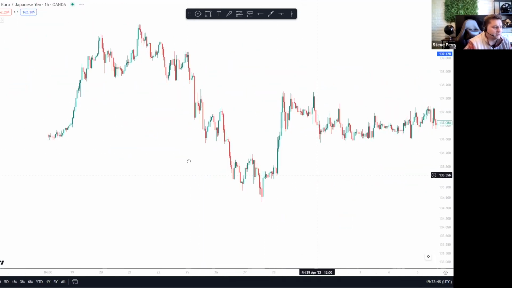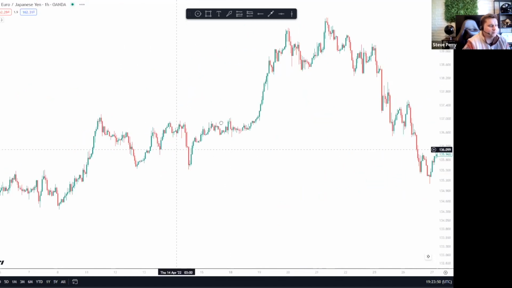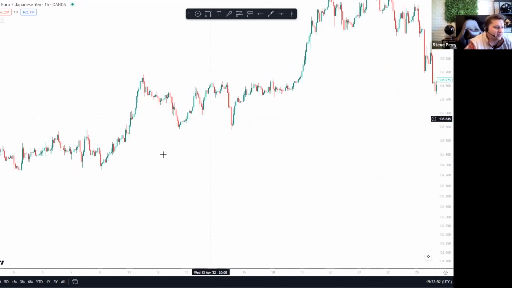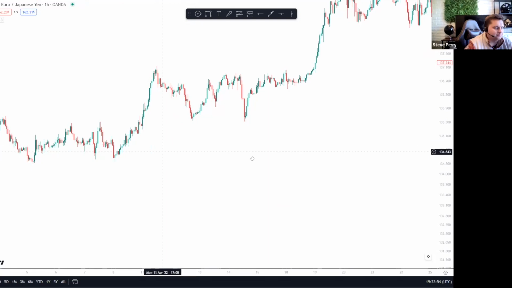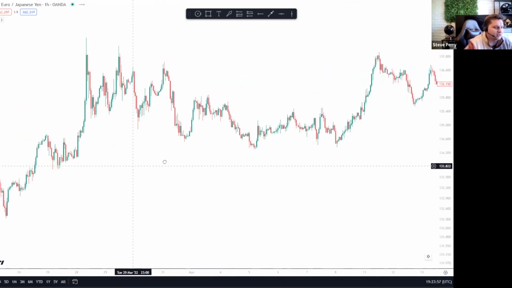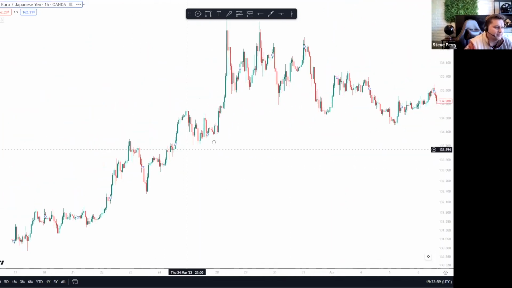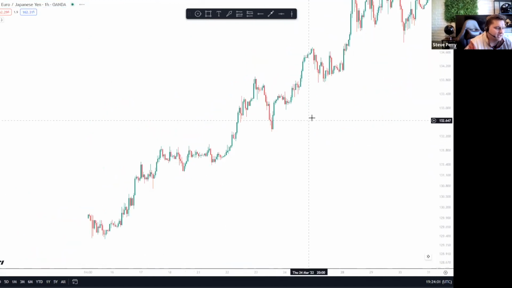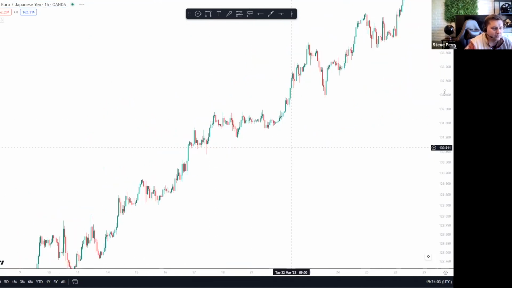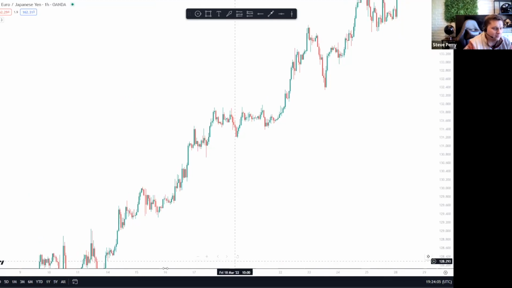I've just not seen it often. It's kind of a more rare pattern because it's very specific. Okay, here's another bullish example.